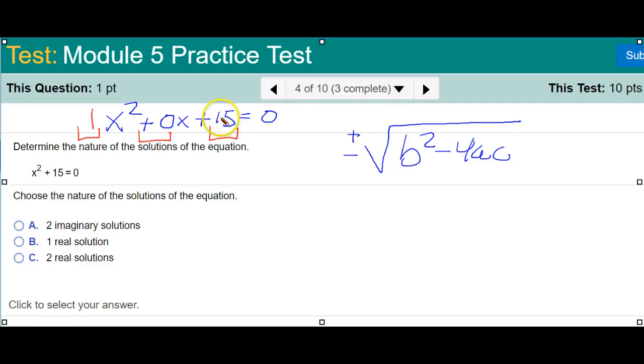So when we put this under the radical sign and we square 0, we get 0. But then we get a negative 4 times 1 times 15. So under the radical sign now, you're going to get a negative 60. And what did we say that answer was? And we'll leave that to you.